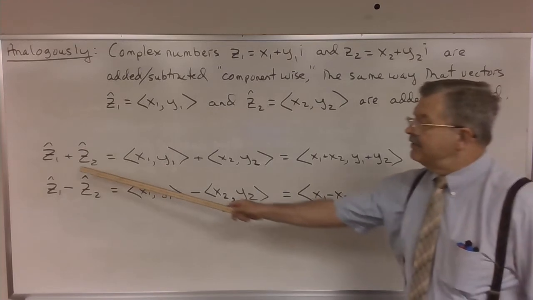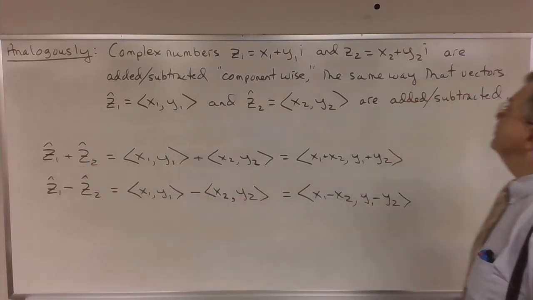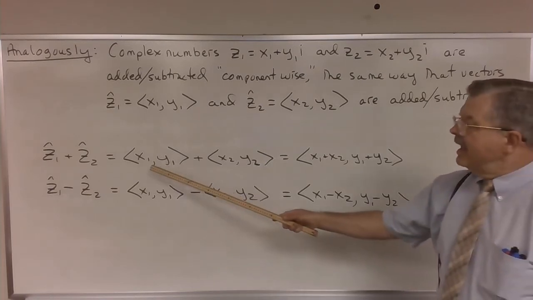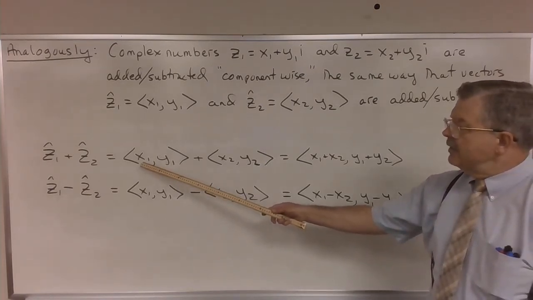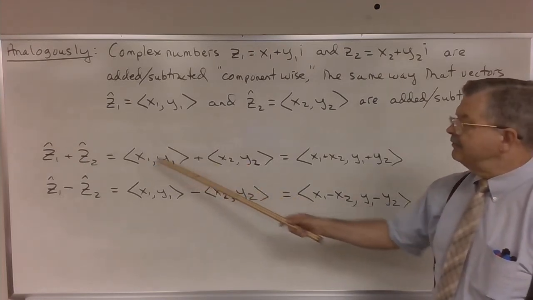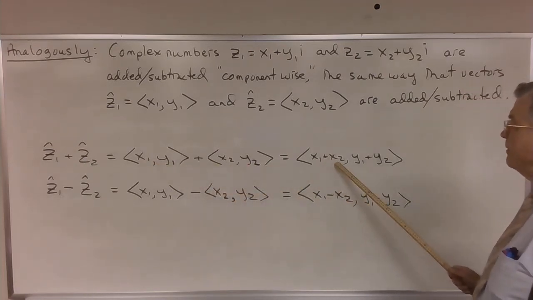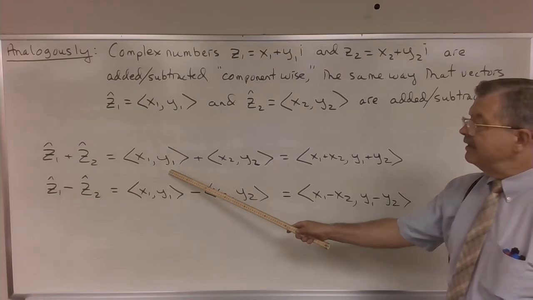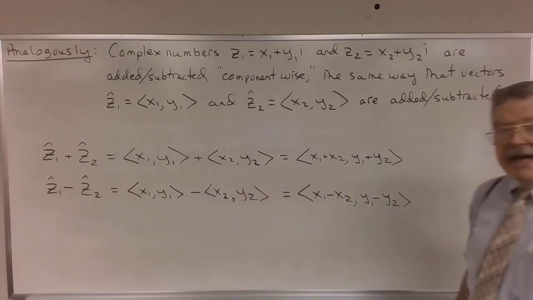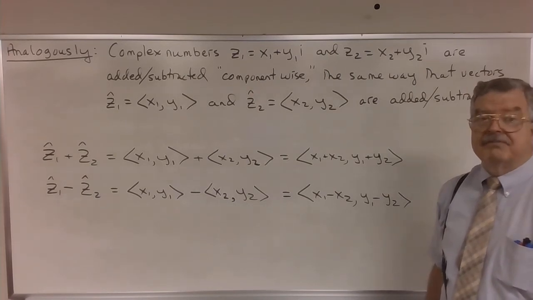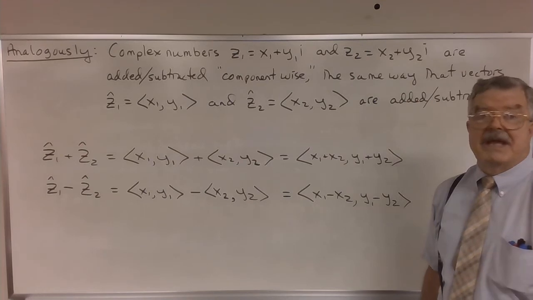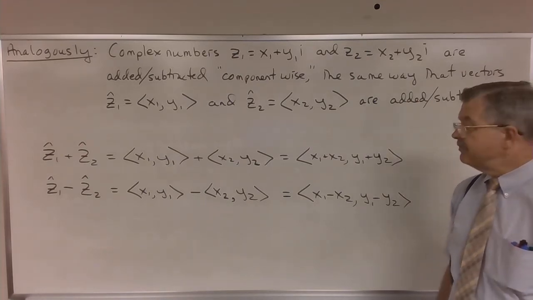We have the vectors z1 and z2, and we're adding them. So we take the first components, x1 and x2, and add them. And we take the second components, y1 and y2, and we add them. That's how we add vectors. It's also exactly the same way that we add complex numbers.